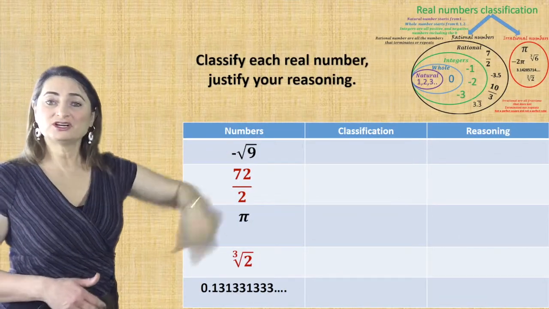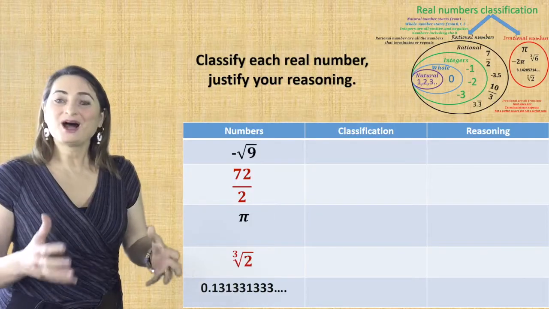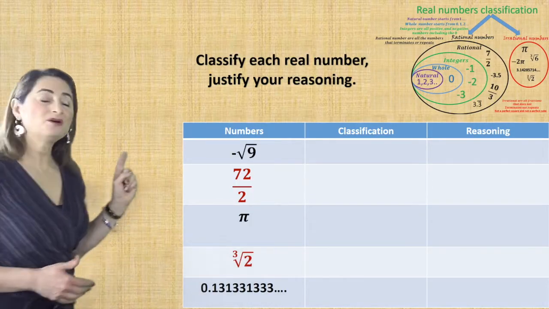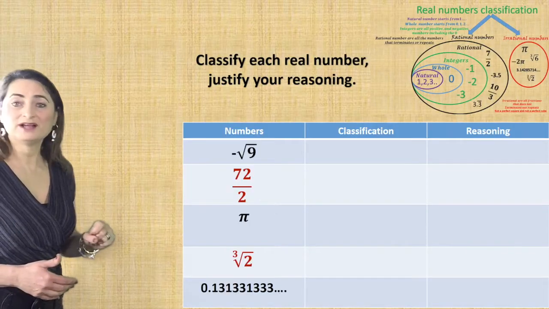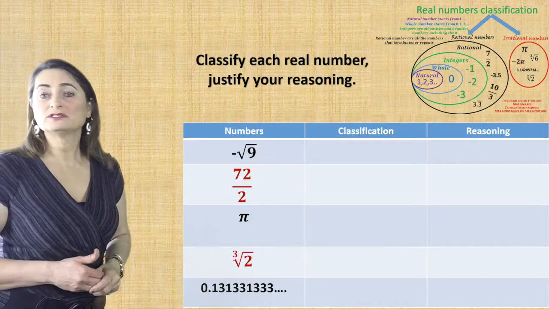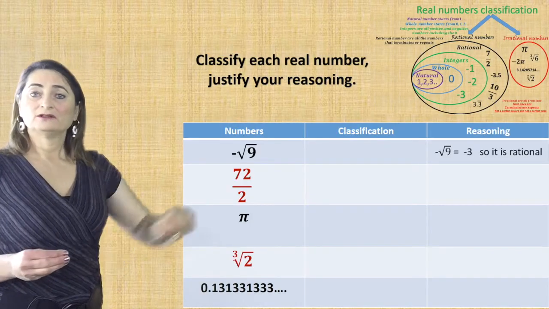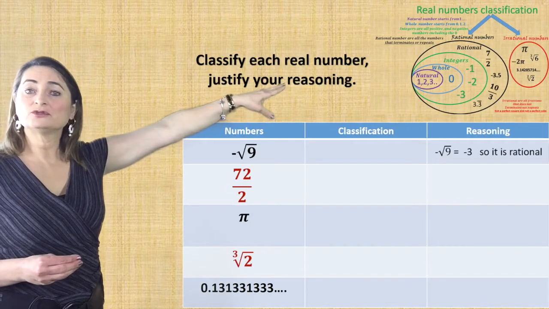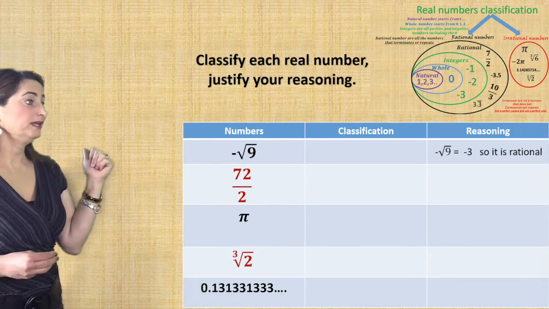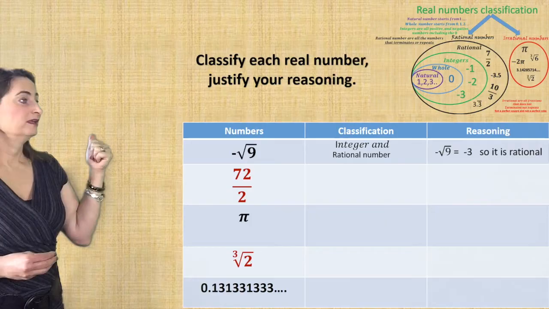I will keep the chart for you to remember how to classify whether the number is rational or irrational. Let's start with the negative square root of 9. Evaluate that first. The negative square root of 9 equals negative 3. Look at the chart. Negative 3 goes into the integers. So it is an integer. And it is a rational number.